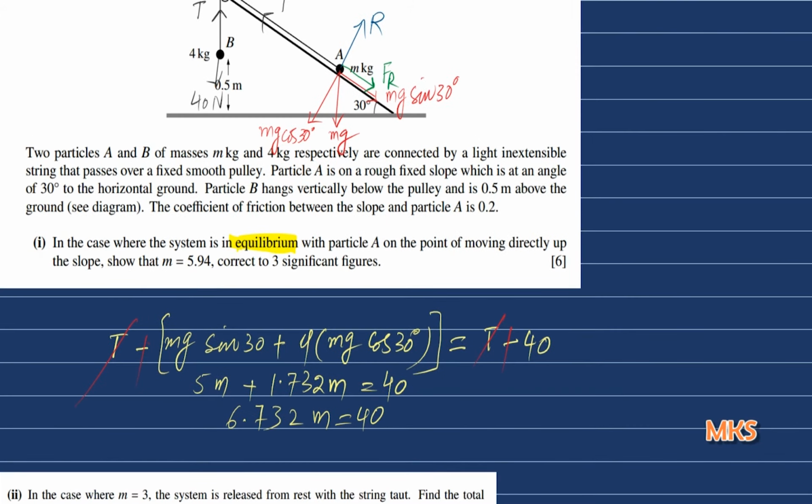So that gives us m is equal to 40 divided by 6.732, that is 5.9417, which is equal to 5.94, correct to three significant figures, hence shown.